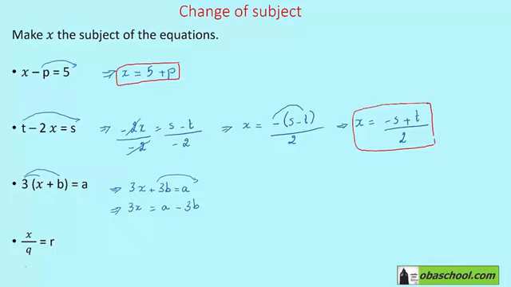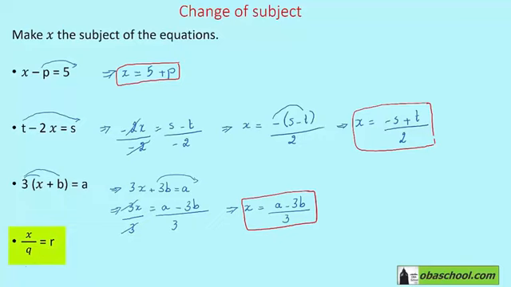Now let's get rid of the 3 that is right next to the x, which is through, of course, dividing both sides of the equal by 3. So 3x over 3 equal to a minus 3b over 3. And so the 3 right next to the x disappears. And now we have x equal to a minus 3b over 3. That will be the value for x.